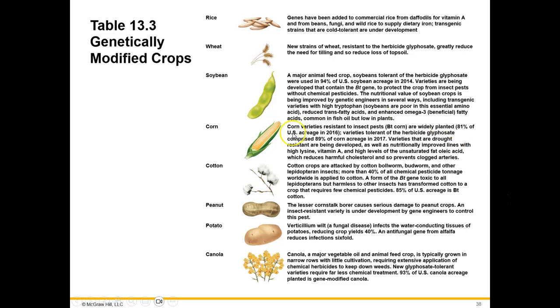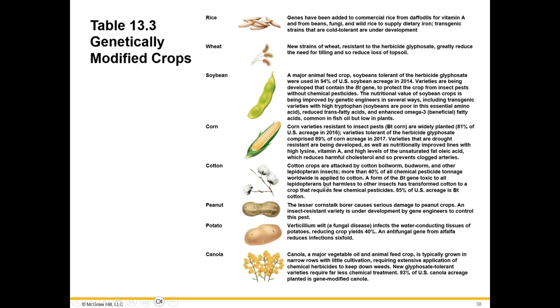One example that I wanted to mention about our genetically modified crops real quick is our cotton crops, which are commonly attacked by the cotton bollworm, budworm, and other lepidopteran insects. So that specific class of insects are heavy consumers of our cotton products, and more than 40% of all chemical pesticide tonnage worldwide is actually used just for cotton plants.